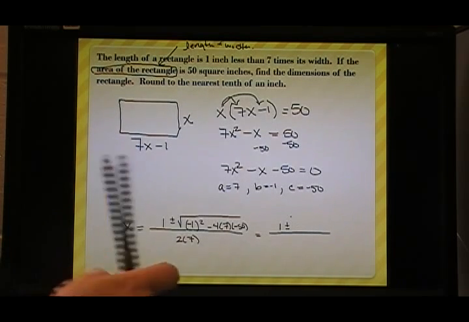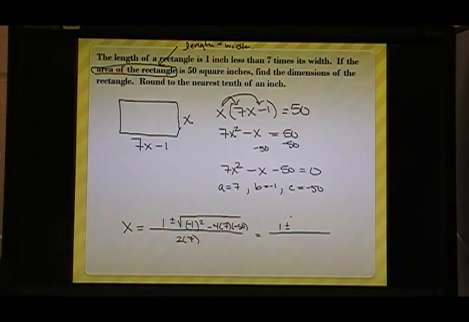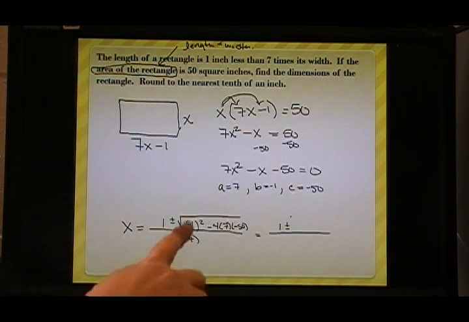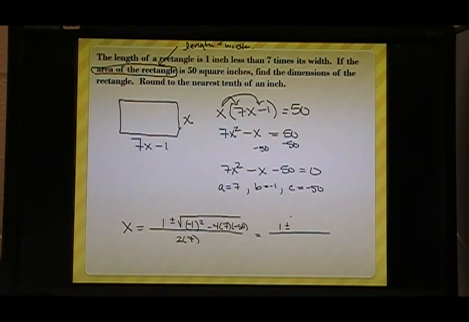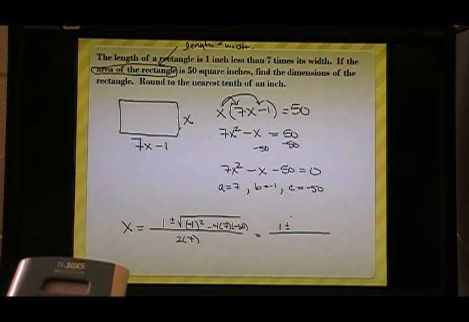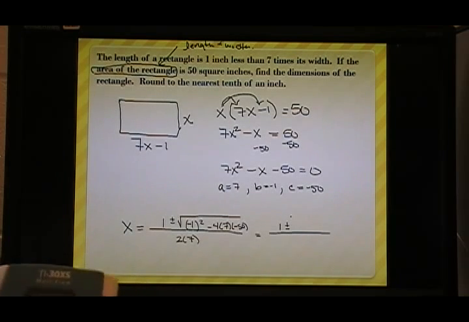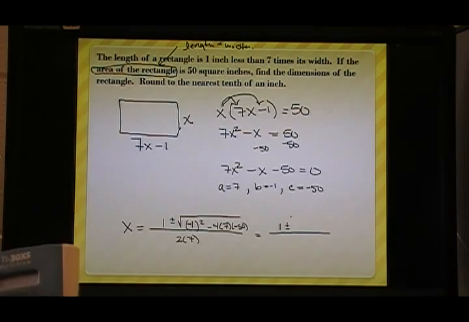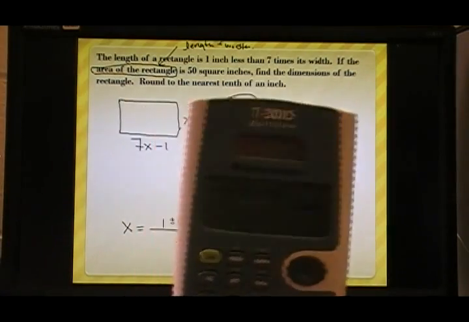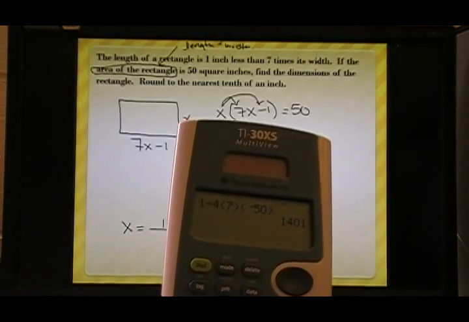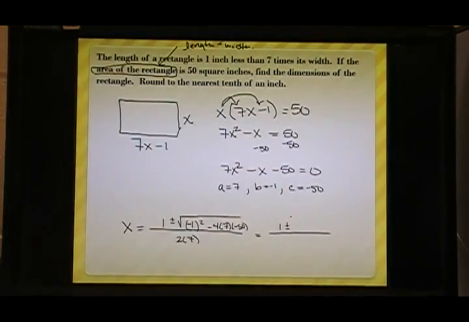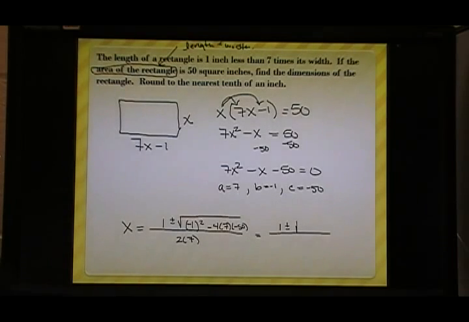So taking the discriminant and substituting that into my calculator, the negative 1 times negative 1 is positive 1. So I have 1 minus 4 times 7 times negative 50. I'm doing this on my calculator, and you can do it on yours as well. And when you do, you should end up with 1401 for the value of that discriminant. So we have 1 plus or minus the square root of 1401 all divided by 14.